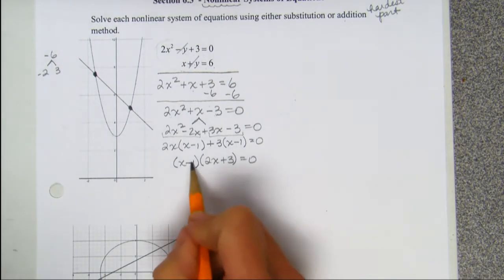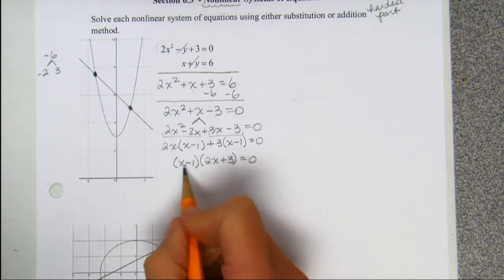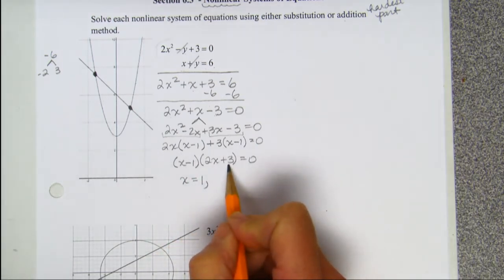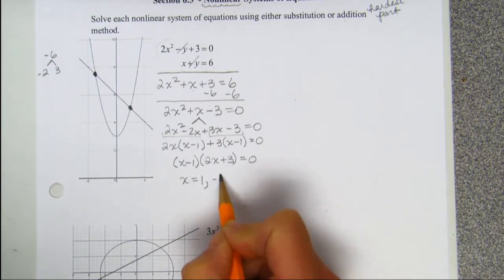All right, if this times this equals 0, then either this equals 0, and x would be a 1, or this equals 0. Guys, if you need to write it out, 2x plus 3 equals 0 and solve to get your signs right, do it. But wouldn't you subtract 3 from both sides and divide by 2 on both sides?